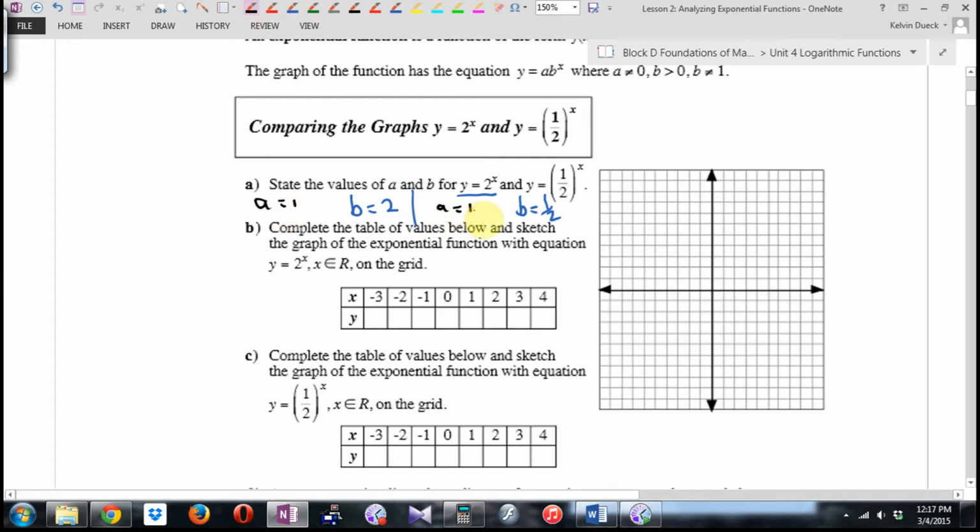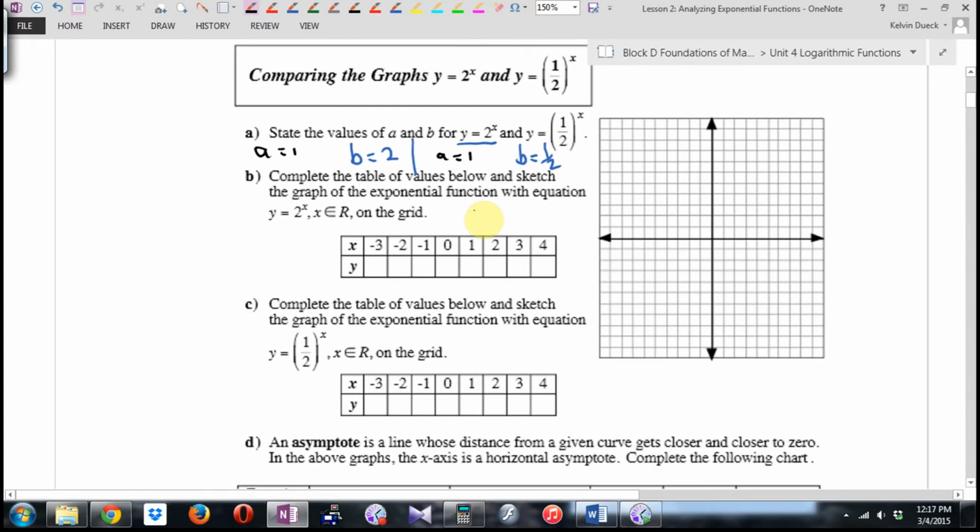Okay. B says, complete the table of values below and then sketch it on the grid. Now, I'm going to stay away from the negatives for a second. What we're doing is this. Y equals 2 to the x. We're going to plug in values for x. Let's start, how about right here? Put a 1 there. What's 2 to the 1? In other words, 1 over 2 up is going to be a point on this graph.